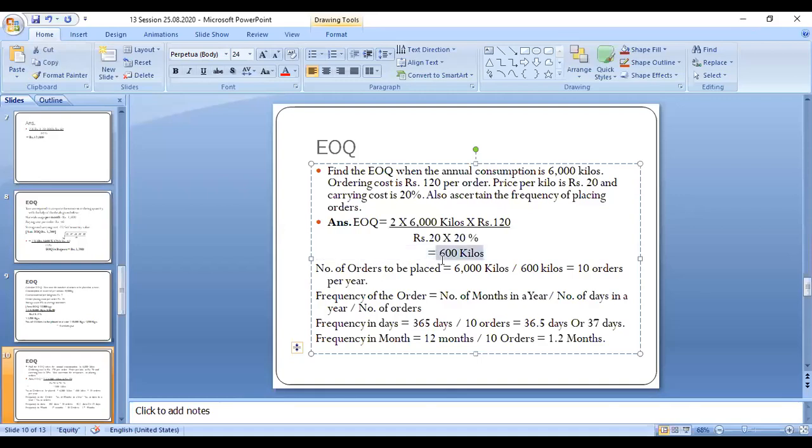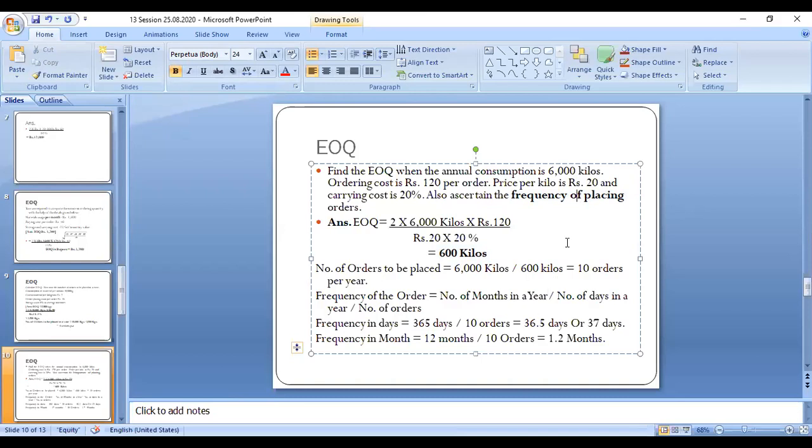This is called the economic ordering quantity. Now, they are also asking to ascertain the frequency of placing orders. The frequency is the number of orders placed in a month, or in other words, how many days or how many months it takes from placing one order to the next order.